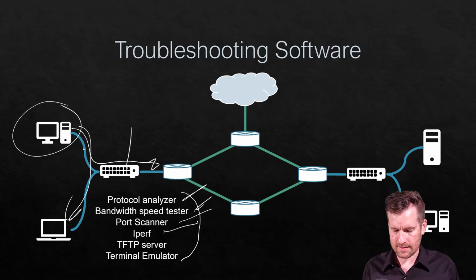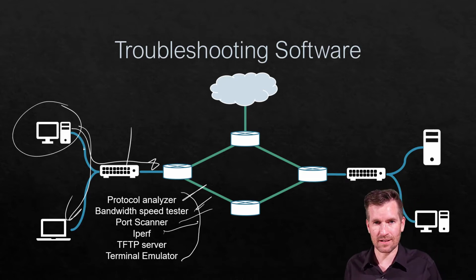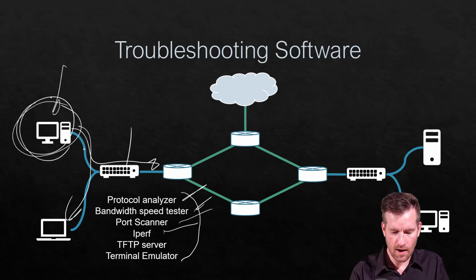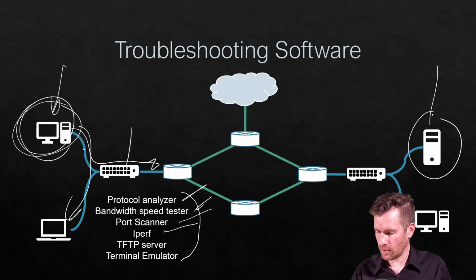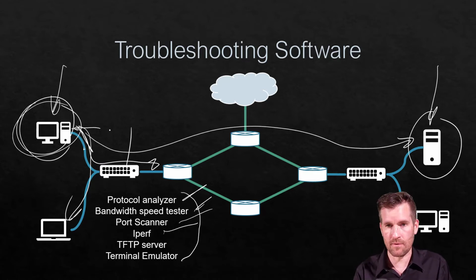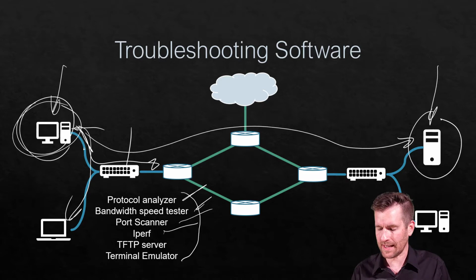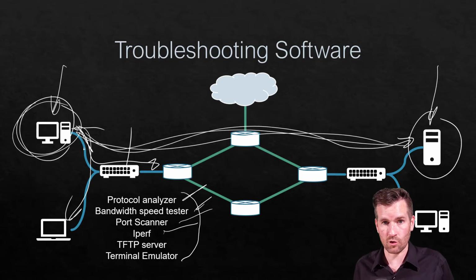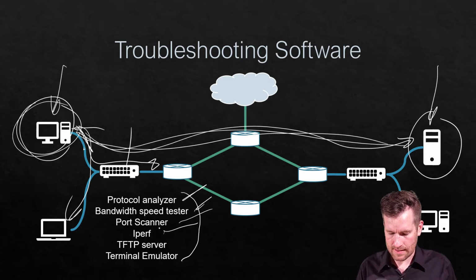iPerf is some software that you can set up. It has both a client and a server side. So I could set up a client on one network and maybe a server on the other network, and then measure the bandwidth and traffic in between those two. So we'll set up some streaming between these two devices to measure what kind of throughput you're getting. So that's iPerf.